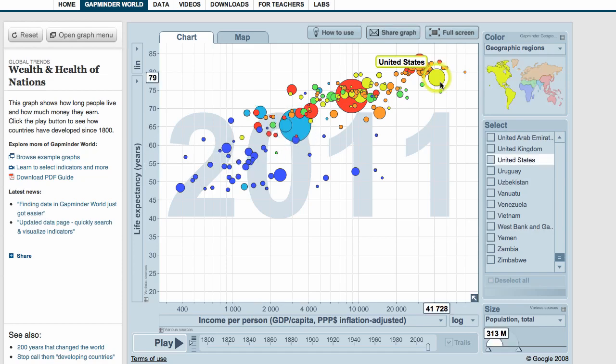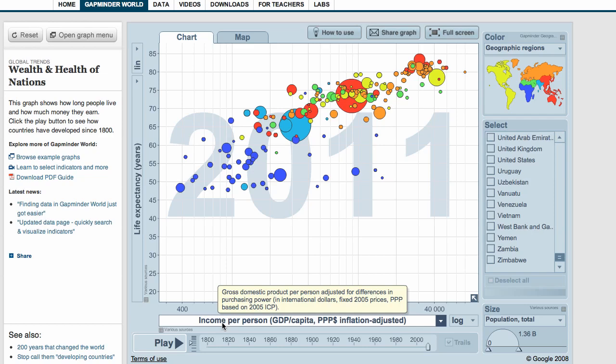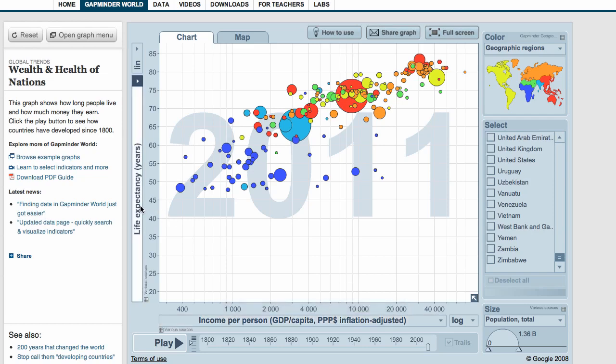They're going to start to see that there's an upward trend here, that as the income per person increases, also the life expectancy increases. In other words, they're putting their math to use right here. Some of the students might say, well, wait a minute, this doesn't appear to be a traditional scale, and certainly it's not. This is a logarithmic scale.